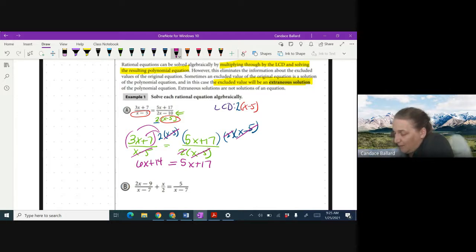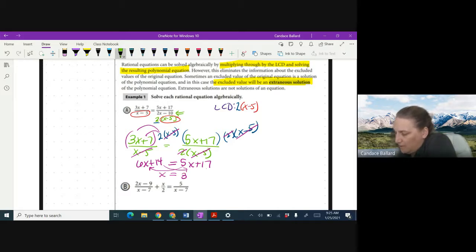So I'm going to move the 5 to the left side. So I do that by subtracting. So 6x minus 5x would just be x. And move the 14 to the right side by subtracting. So 17 minus 14 is 3.